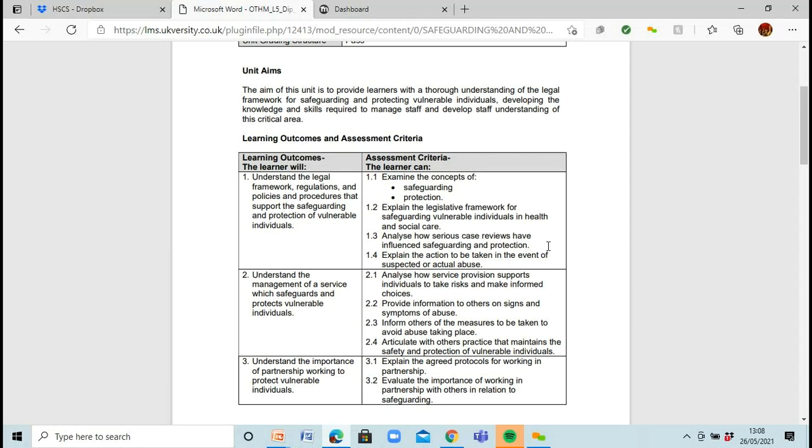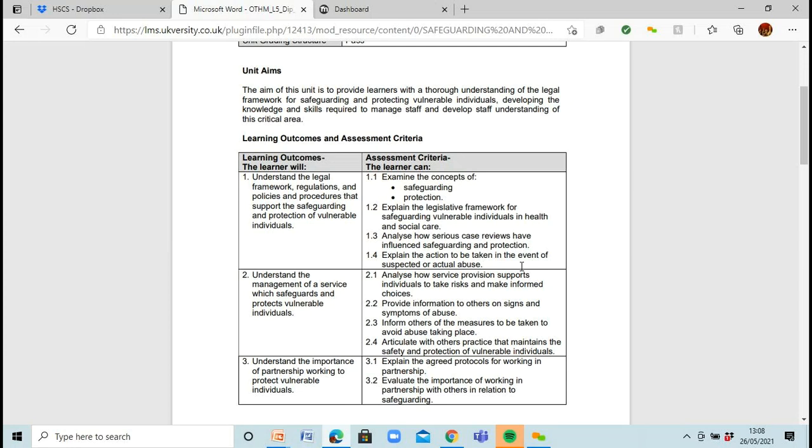So we've got a little bit of that there. And 1.4 is explain the action to be taken in the event of suspected or actual abuse. Now, I'd like to point out when we look at 1.3, we're going to be looking at some sensitive information. So I really apologize if there's anything that is upsetting or sensitive, because I know that safeguarding can be a bit of a touchy issue for a lot of people.